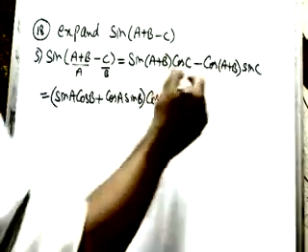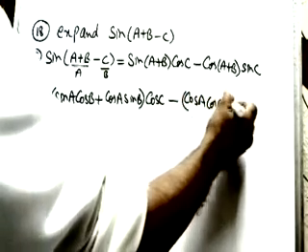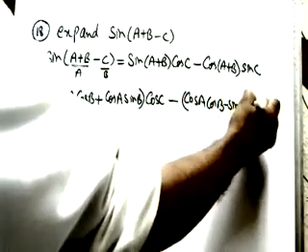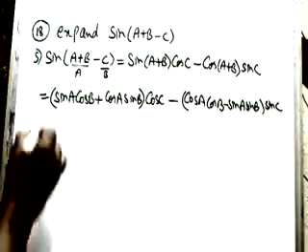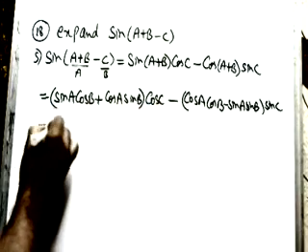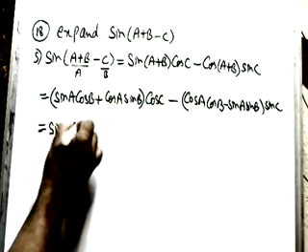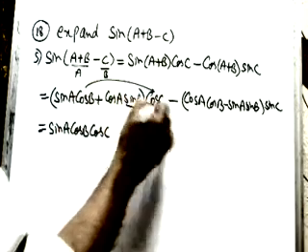Cos C minus, again you expand this cos(A + B). Cos(A + B) is cos A cos B − sin A sin B into sin C. Now let me multiply cos C into sin A cos B. Let me write in alphabetical order, sin A cos B into cos C.